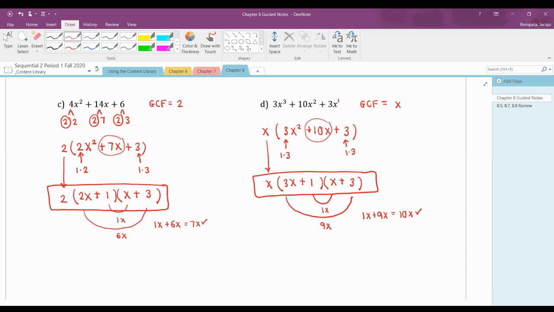So once again, always look for that GCF first. Sometimes it might not happen to be anything, but sometimes it might. And then when we have that lead coefficient, we're thinking about the guess and check process.